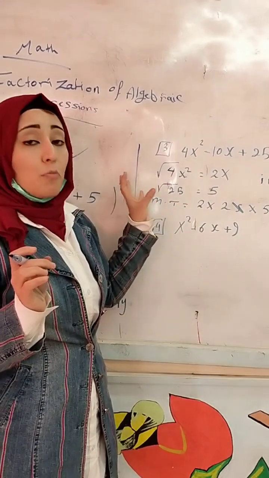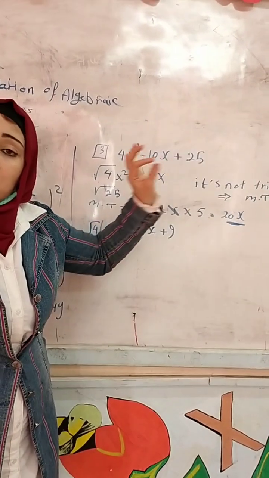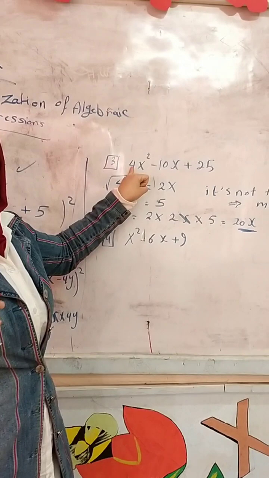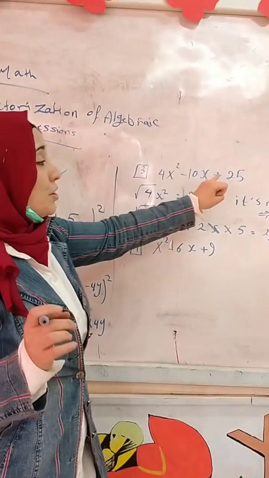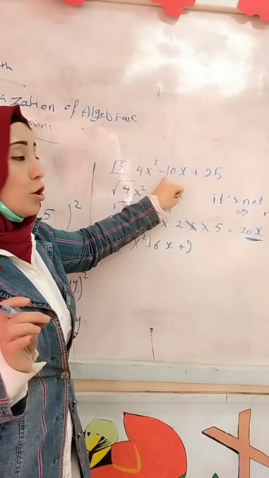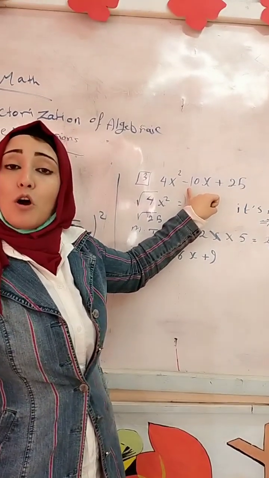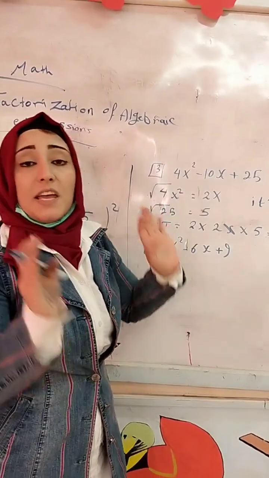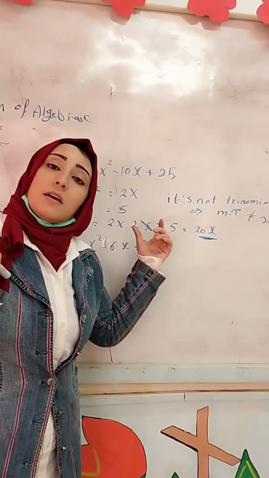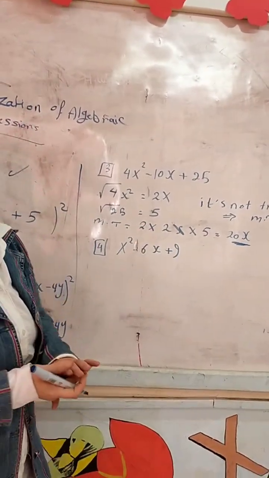To determine if an expression in the form of x^2 plus bx plus c is a perfect square or not, we must determine if the first term is a perfect square, if the third term is a perfect square, and whether the middle term equals 2 times the square root of the first term and the square root of the third term or not. If all the conditions are here, then our expression is called a trinomial square.